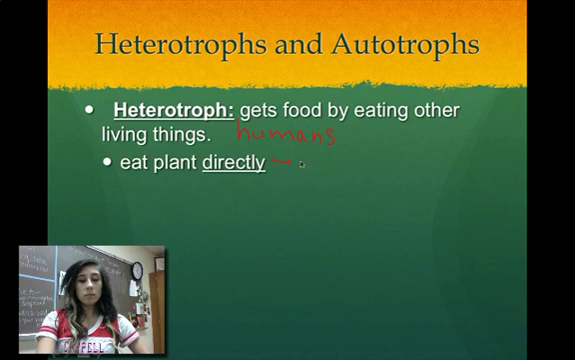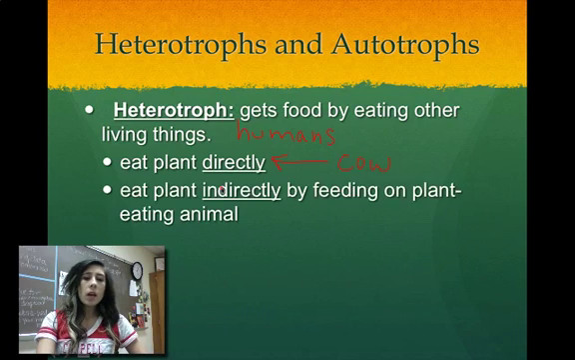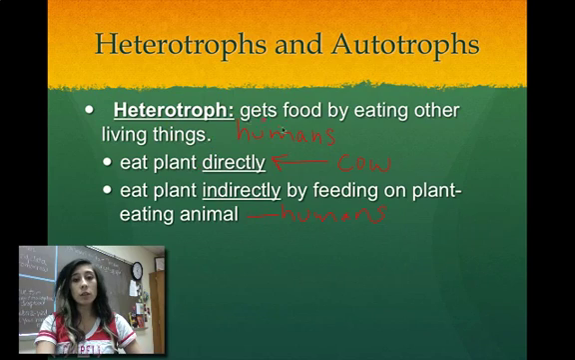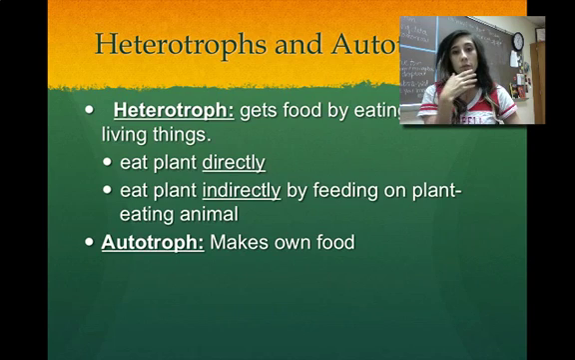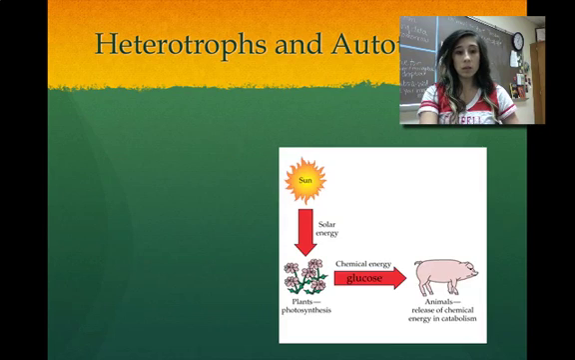We can get energy from eating the plant directly. That could be us, but it also, for example, will be a cow. And eating plants indirectly by feeding on plant-eating animals would be an example of us, because we may eat a cow which has eaten a plant, and so that energy is getting passed along toward us, but it's indirectly from the plant. And then something that makes its own food is going to be an autotroph, and that's going to lead us into the discussion of plants and photosynthesis.